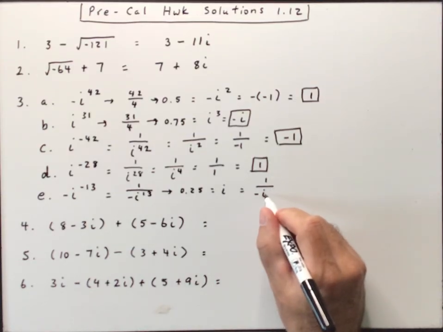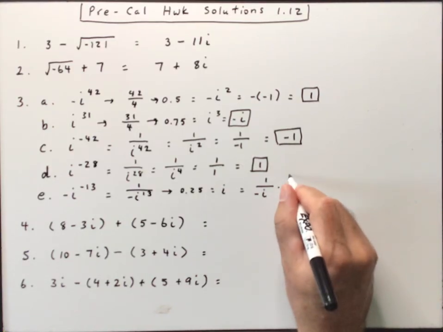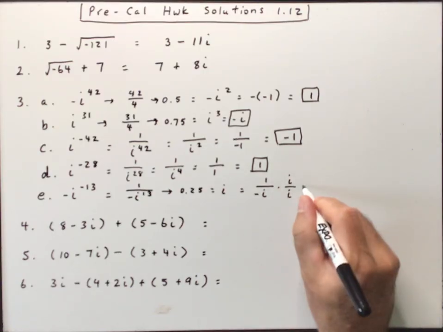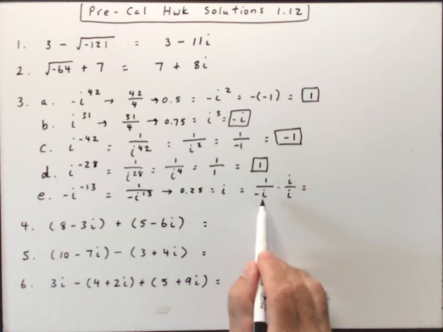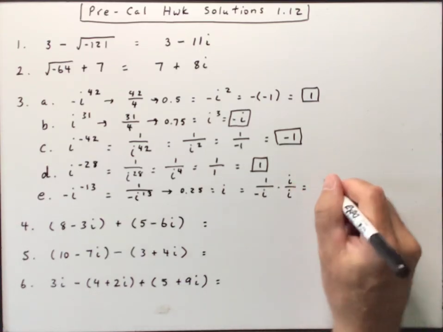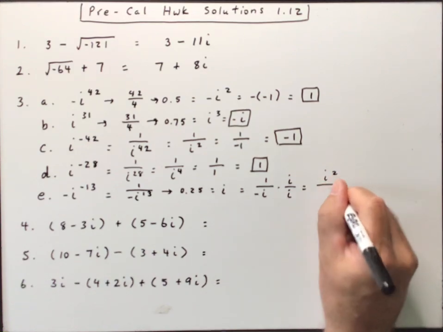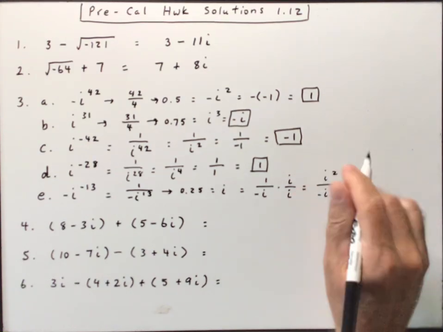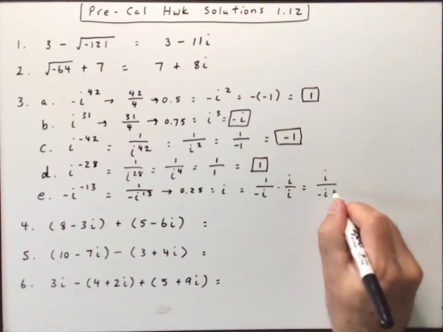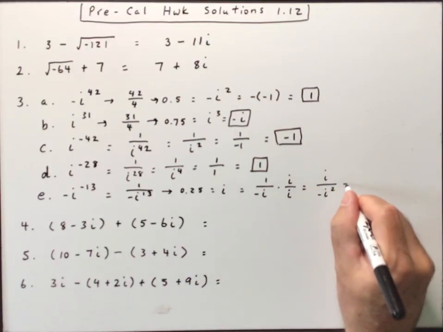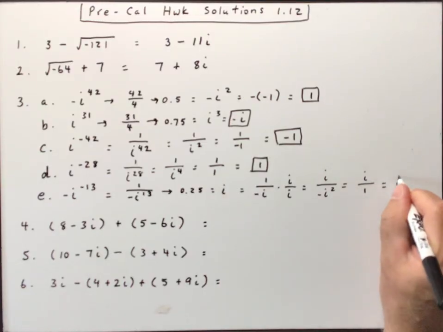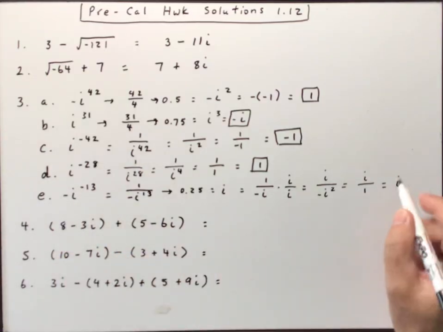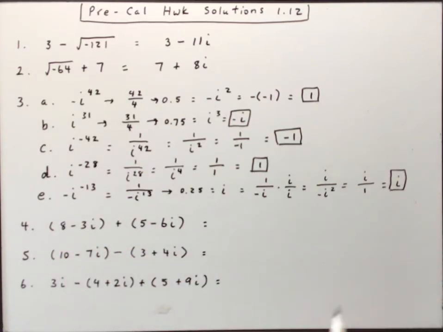what we want to do is rewrite this so we don't have an i in the bottom. So we're going to multiply by i over i. If you got to here, you're mostly correct, but we don't like leaving an i in the denominator. So i over negative i squared. Negative 1 is positive 1, so that's i over 1, and that reduces to just i. So negative i to the negative 13th is the same as i.